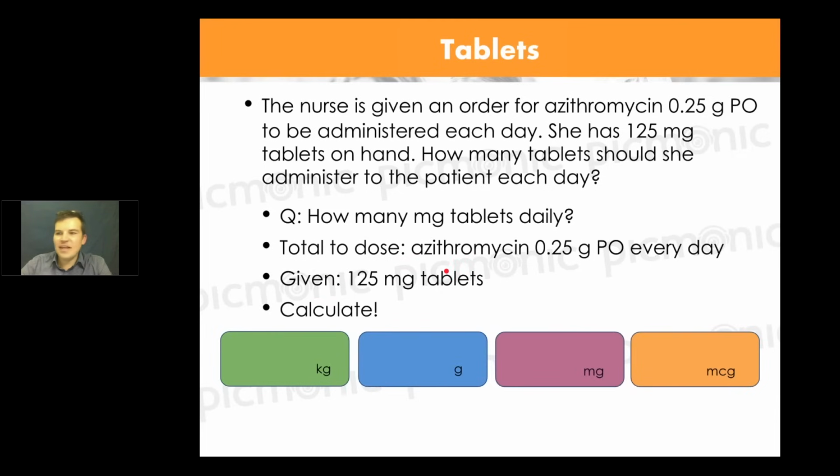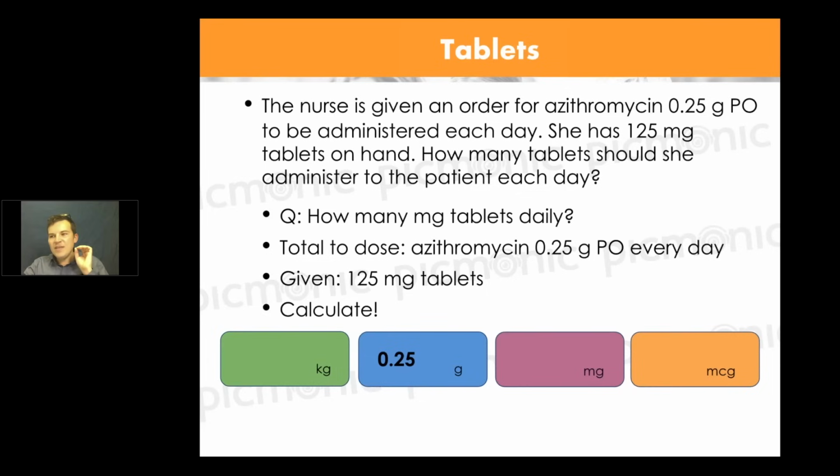Every time I get one of these questions, depending on where you're at on the level of understanding pharmacology math, this could look like a really easy question. But every single time, it messes people up. Because I need to give 0.25 grams PO. Let's see, there it is. I need to give 0.25 grams. I wrote that down.